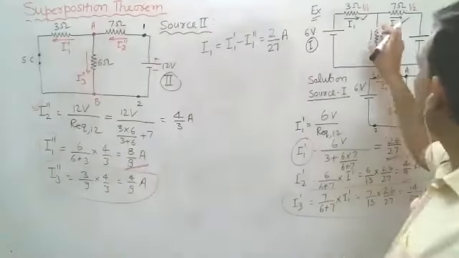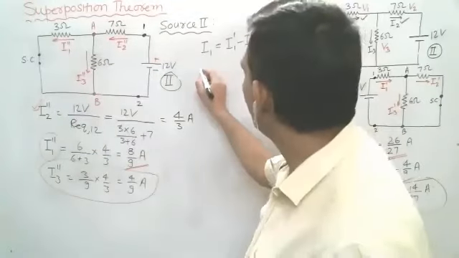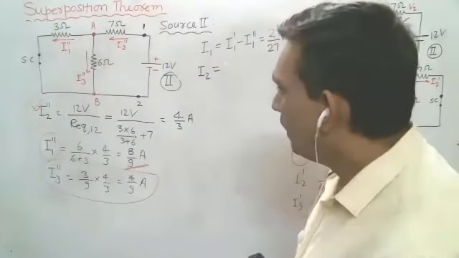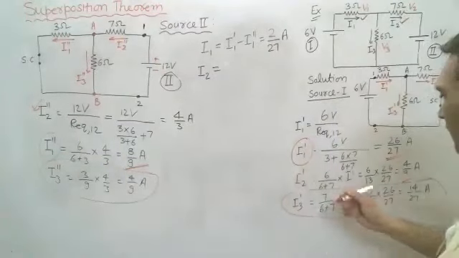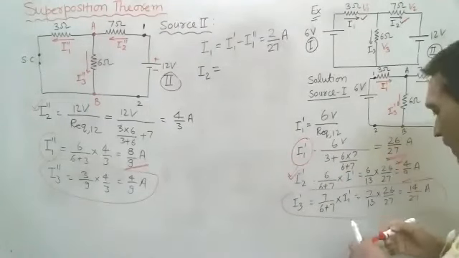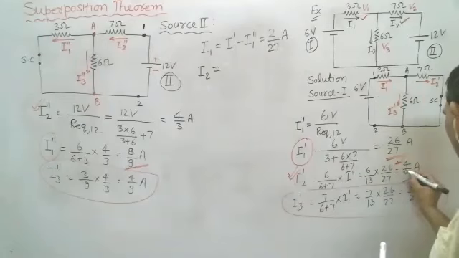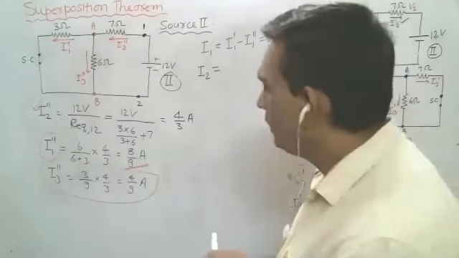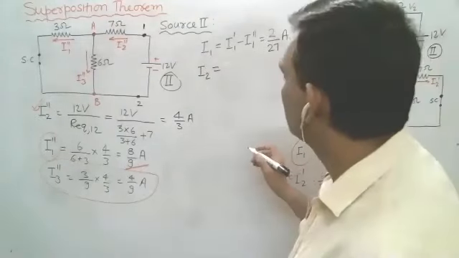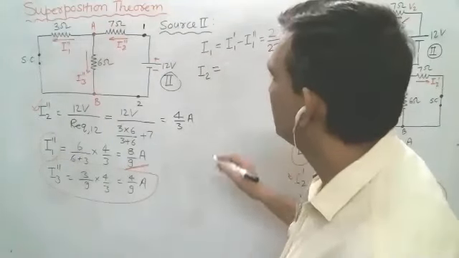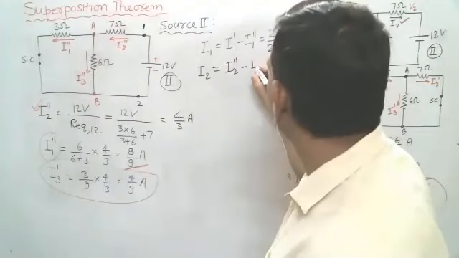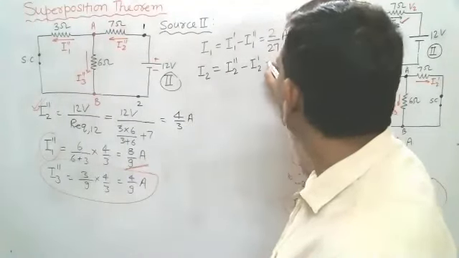Now see for I2. Let us see the difference for I2. In this case, you have to see I2 dash. This is 4 by 9. And this is 4 by 3. Which one is greater? 4 by 3. So it means I2 double dash minus I2 dash.